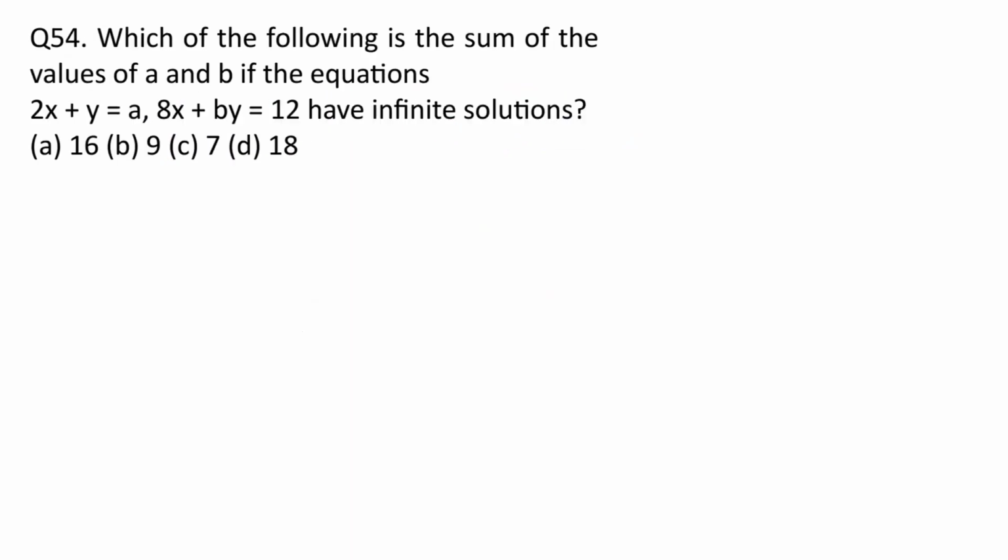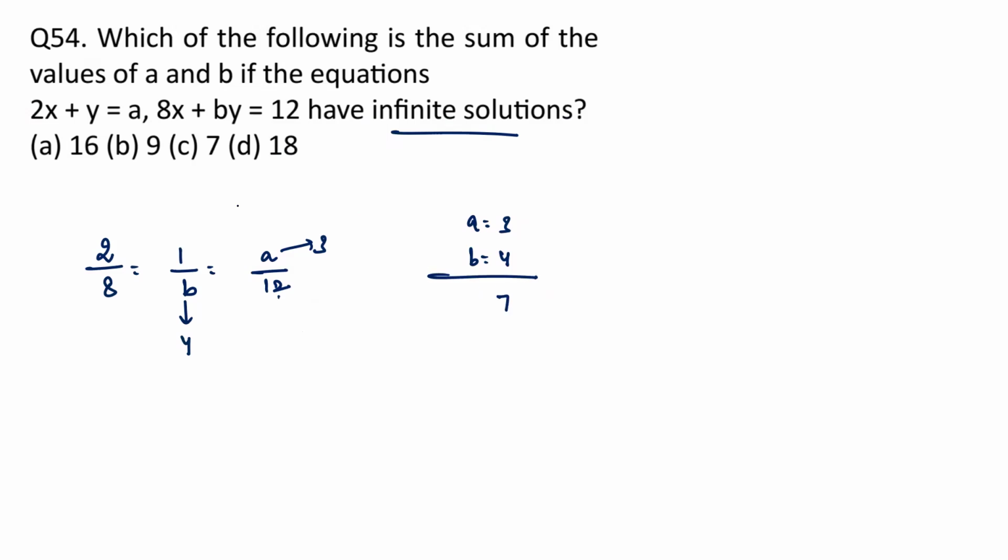Which of the following is the sum of the values of A and B if the equations have infinite solutions? It will have infinite solutions when they are in proportion, which means 2 by 8 should be equal to 1 by B, which is equal to A by 12. It is a 1:4 ratio. So if it is 1, B should be 4. If 4 parts is 12, A is 3. Therefore A is 3, B is 4. Therefore A plus B is 7.